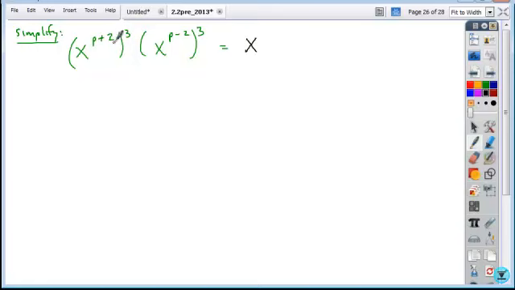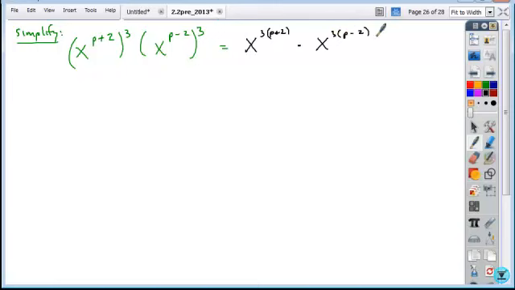You multiply their powers. So we're going to take this power of p plus 2, and we're going to multiply it by this power of 3. Do the same thing with the second one. Our base of x is a power taken to a power, so we're going to multiply those powers. 3 times the p minus 2.